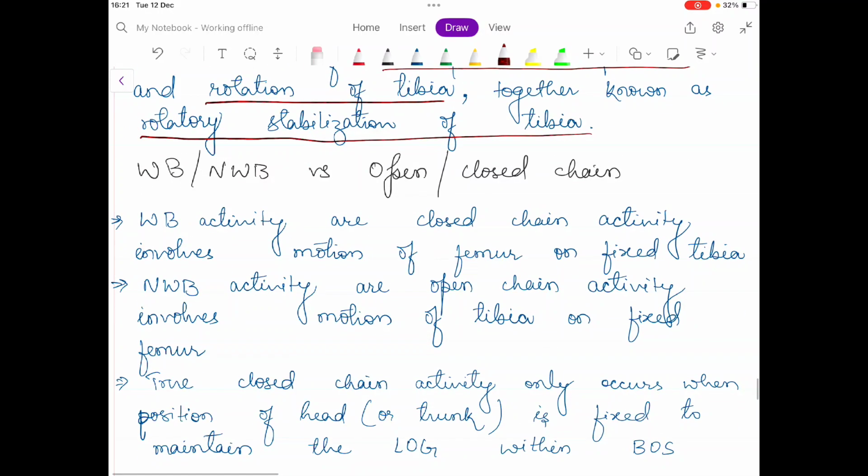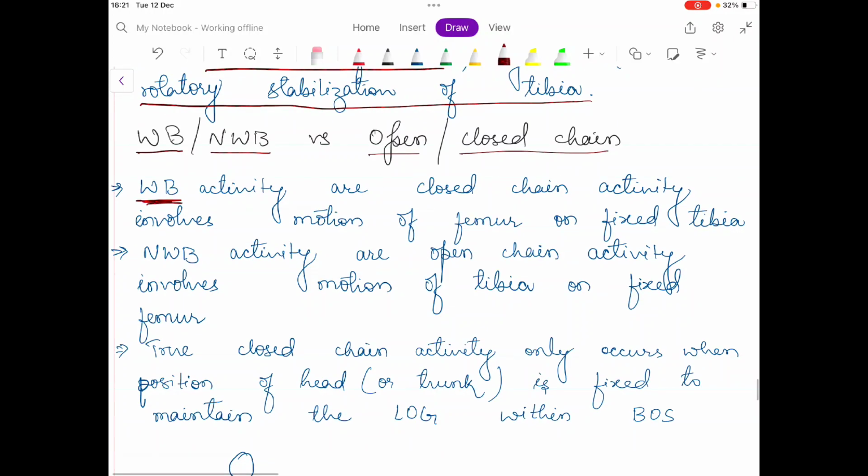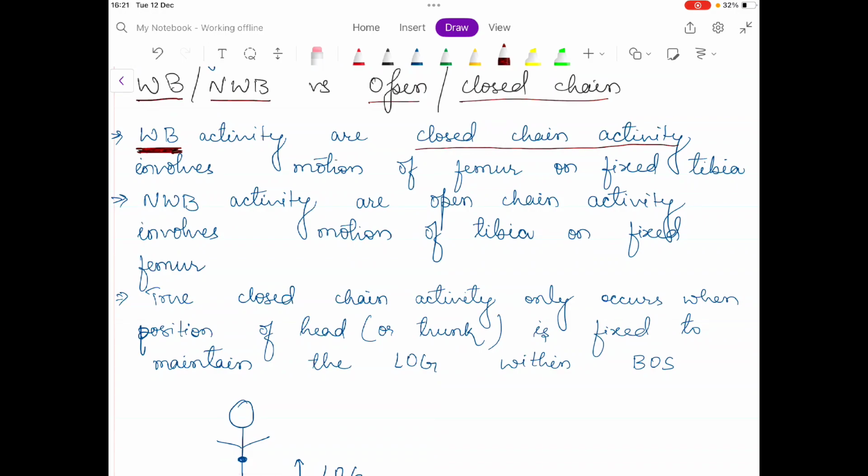Now let's talk a little bit about weight bearing or non-weight bearing versus open chain or closed chain. Here in the short form I am writing WB, which means weight bearing, and NWB, which means non-weight bearing. Weight bearing activities are the closed chain activities, which involve motion of the femur on the fixed tibia. Always keep in mind that in closed chain activity the tibia is fixed while the femur moves on the surface of the tibia.